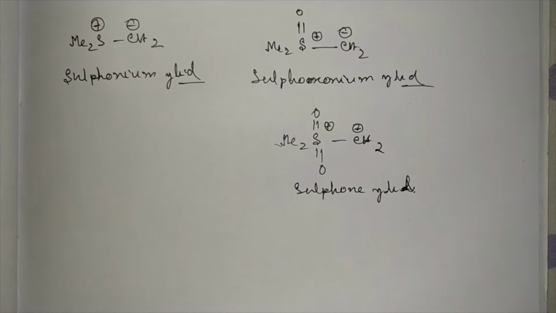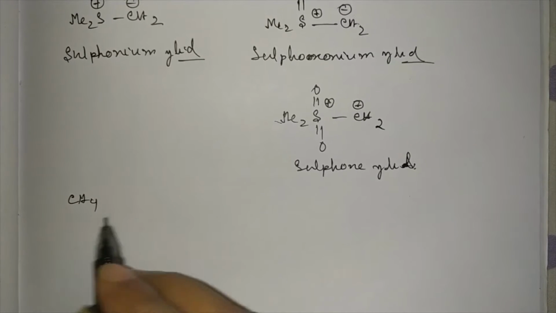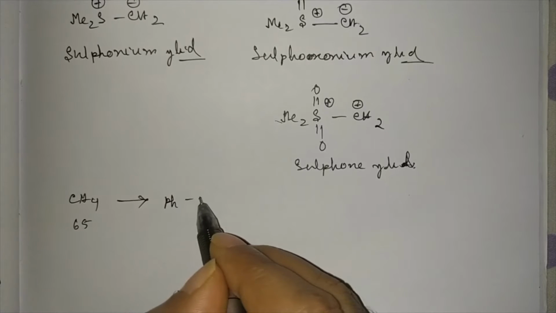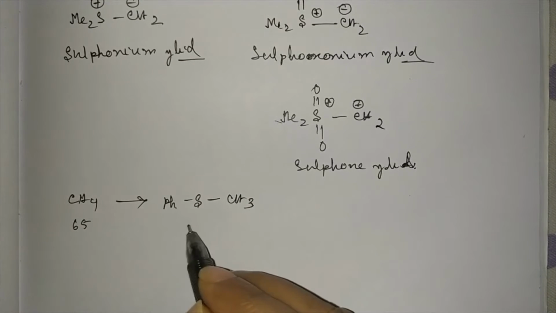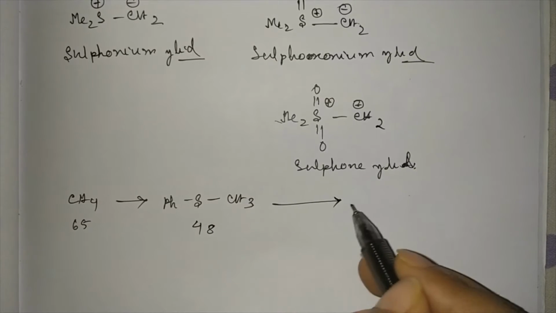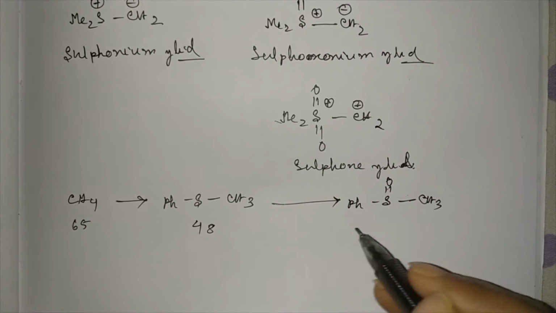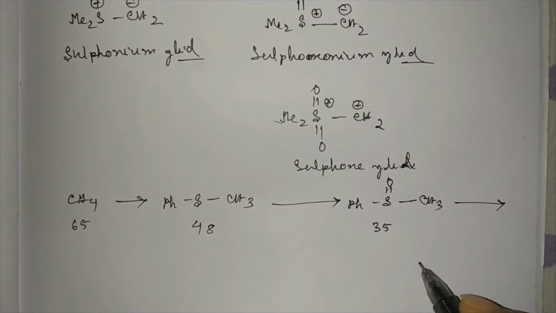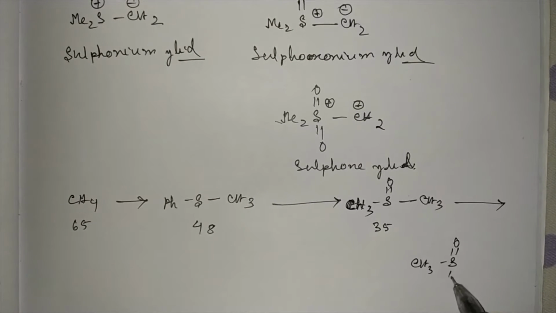Now if we see the pK value of one series, that is CH4, which has pK value 65, then if we attach one PhS group with this CH4, the pK value of this compound decreases from 65 to 48. Further, if we add one oxygen in this sulfur, then this compound has pK value 35. Further, if we add another oxygen in this sulfur, this is CH3, then it has pK value 31.